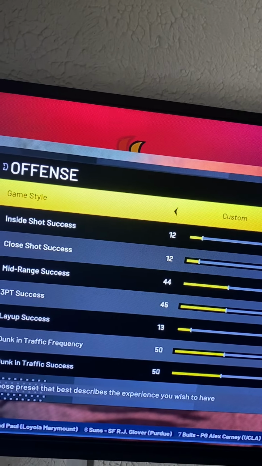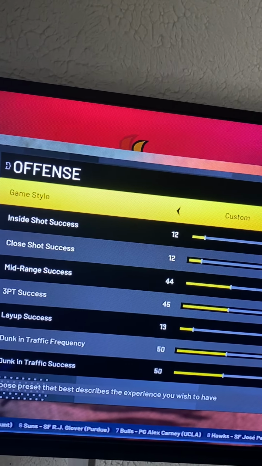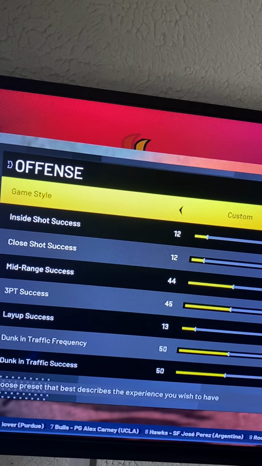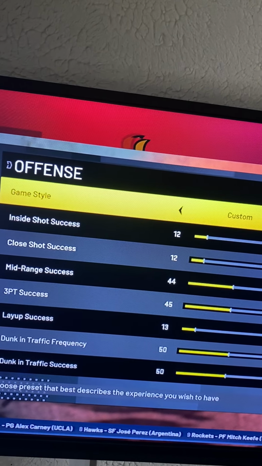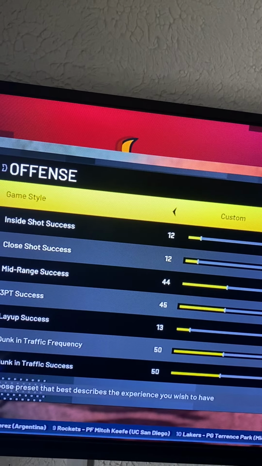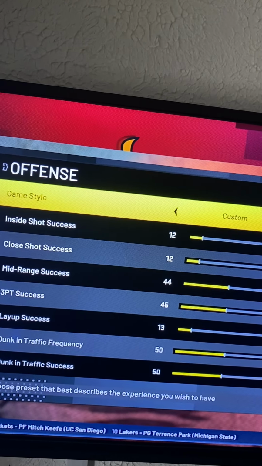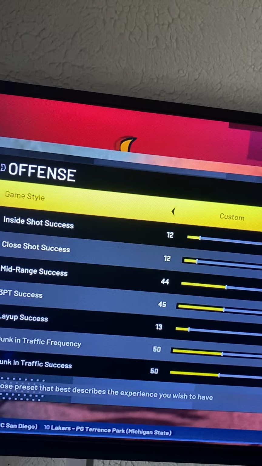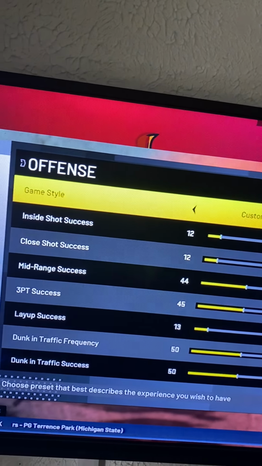I tried to play My Career mode. It sucks. It's terrible. There's so many glitches. It's just frustrating, man. And if you're like me, and if you like basketball, and if you know basketball, you would know where I'm coming from. You will understand.